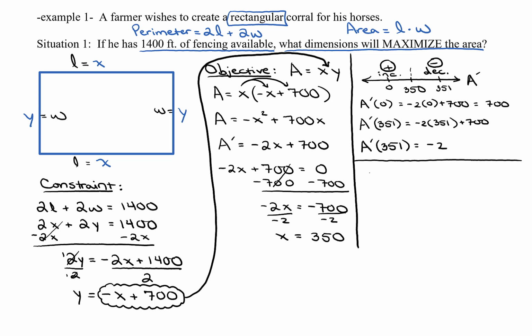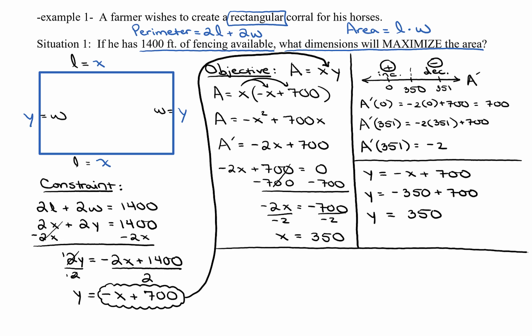So in order to find that maximum value, we're going to go back to our equation that was solved for Y, and we're going to substitute 350. So Y is going to be equal to negative X plus 700, and we're going to substitute for X 350, so it's going to be Y is equal to negative 350 plus 700. So Y is equal to 350. Therefore, the dimensions of our rectangle are going to be 350 feet by 350 feet. These dimensions will maximize the area.